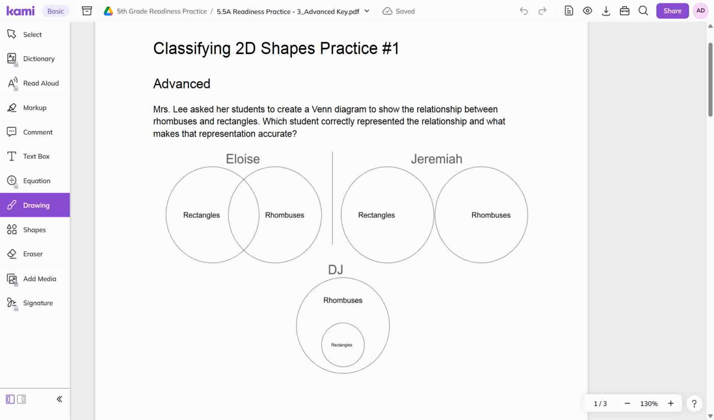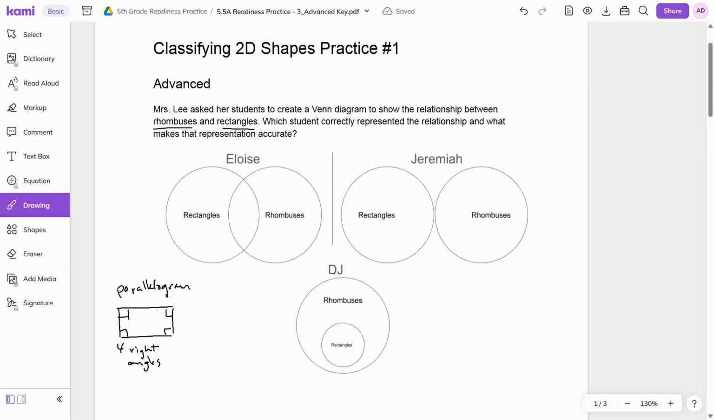So we are creating a Venn diagram here to show the relationship between rhombuses and rectangles. Now, what do we know about a rectangle? A rectangle here is a quadrilateral. Specifically, it's a parallelogram that has 4 right angles. So that's what makes a rectangle a rectangle. Parallelogram, 4 right angles, or we can think of them as 4 square corners.